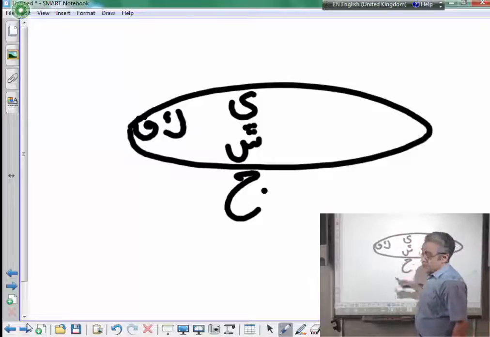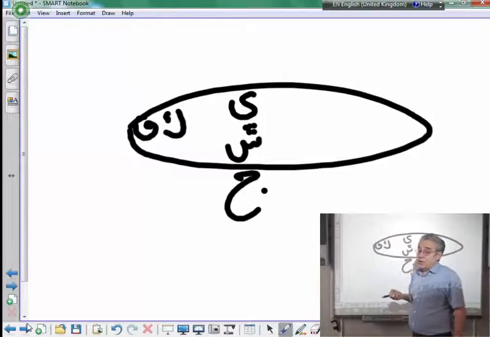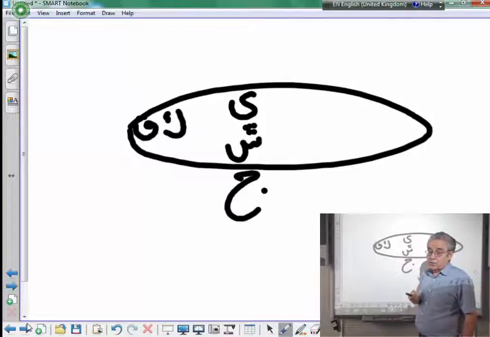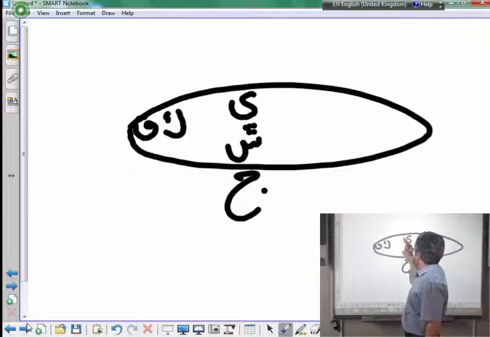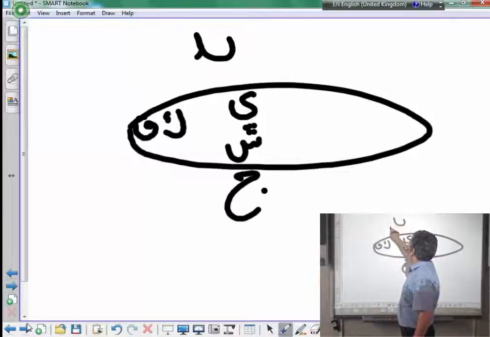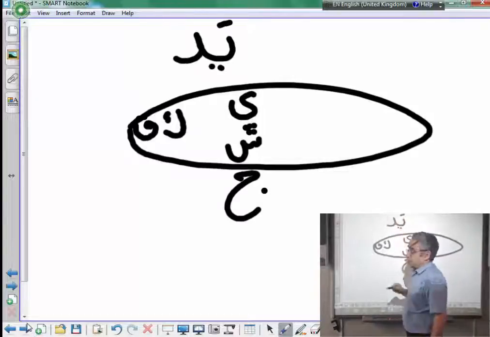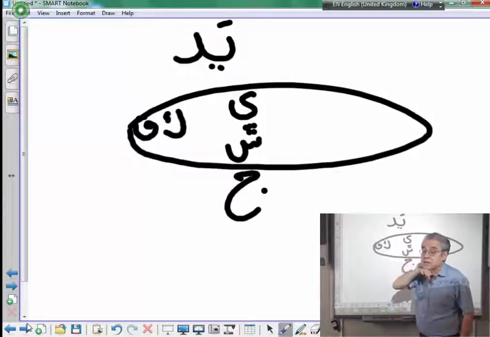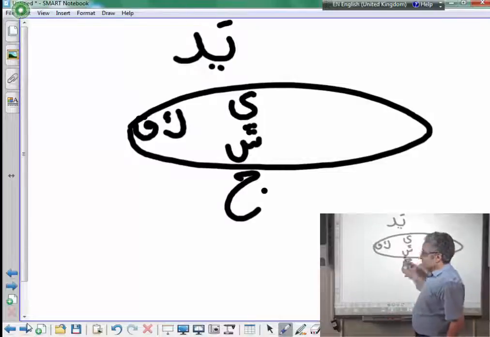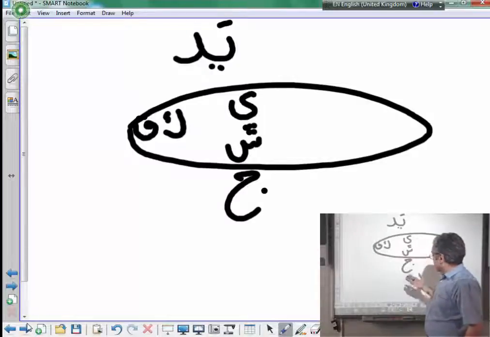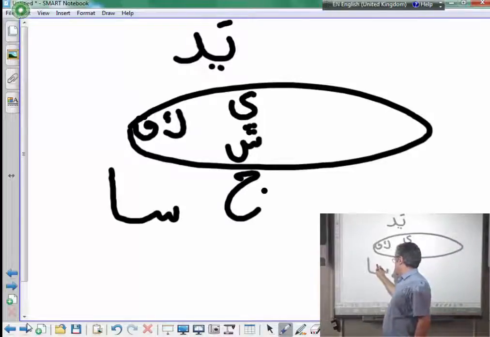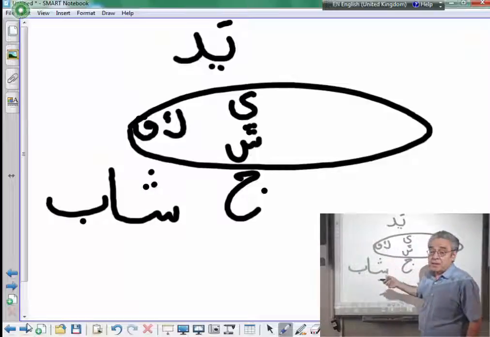Maybe you can say ya. In this place, it is not a long vowel; here it is a short vowel. Take a word, for example, if I say yed, say it with me, yed. The ya here is a tongue letter, and it is a short vowel. If I take sheen, we can say sheen, shab. It is the same thing.